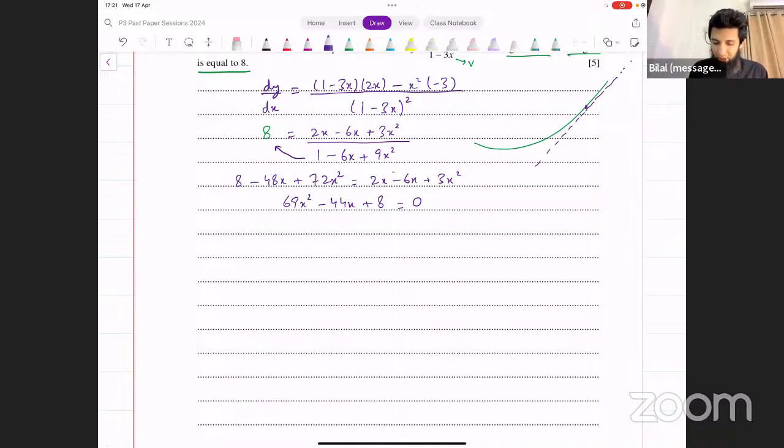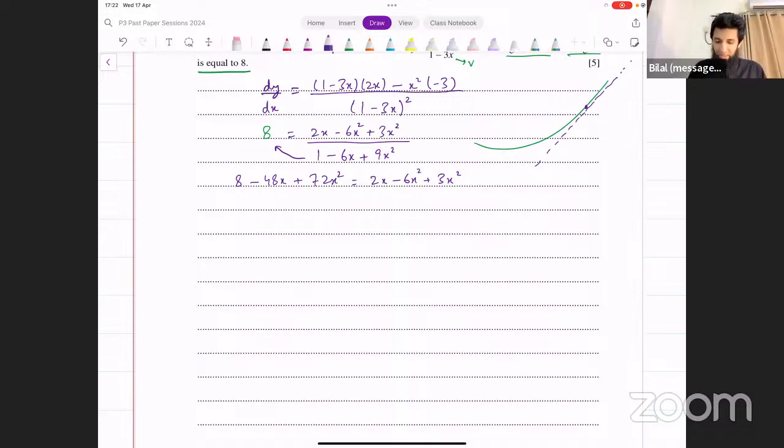So basically, when we multiply this thing, 1 into 2x, and then minus 3x into 2x, that should have been 6x squared. And then you have plus 3x squared there, minus 6x squared. So this is supposed to be squared here. Let me just correct this.